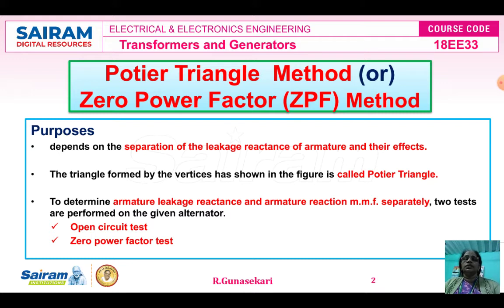What is the purpose of the zero power factor method? The zero power factor method mainly depends on the separation of the leakage reactance of the armature and their effects. What is meant by the Potier triangle? The triangle formed by the vertices shown in the figure, which we will see later, is called the Potier triangle.